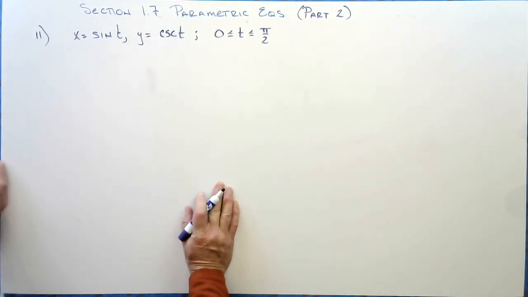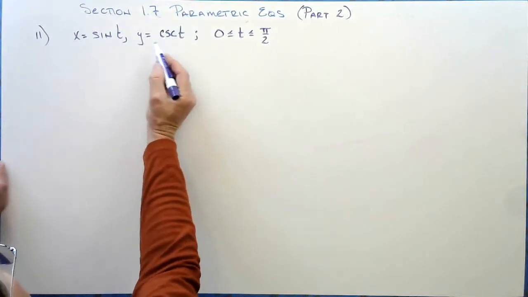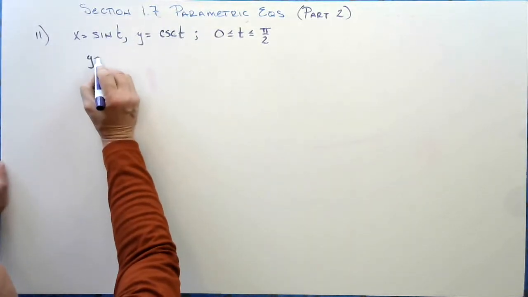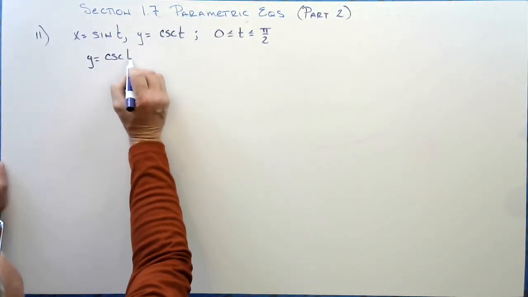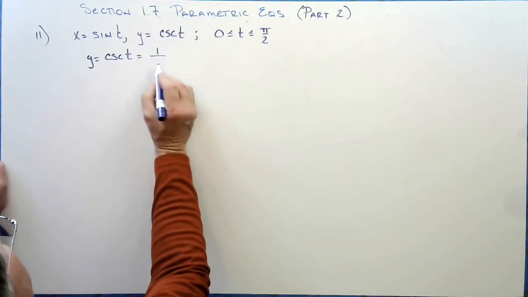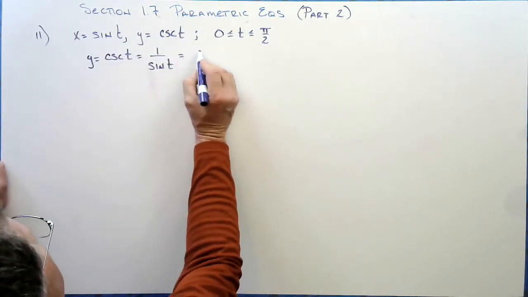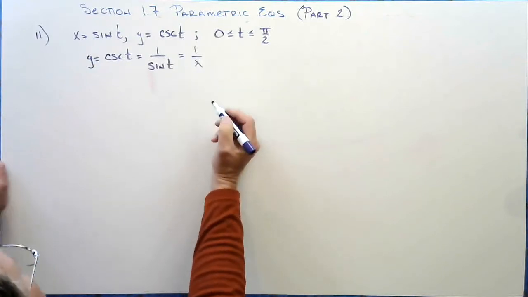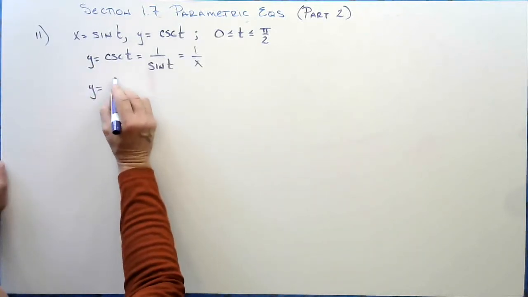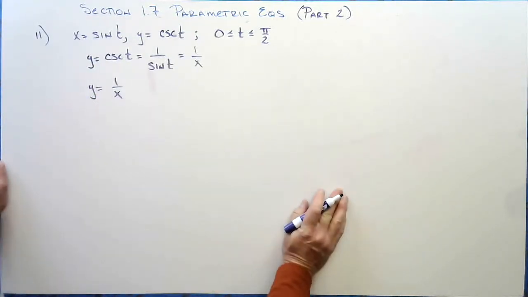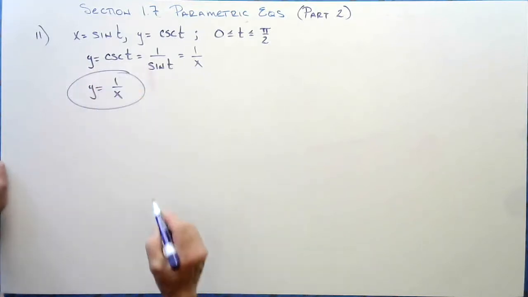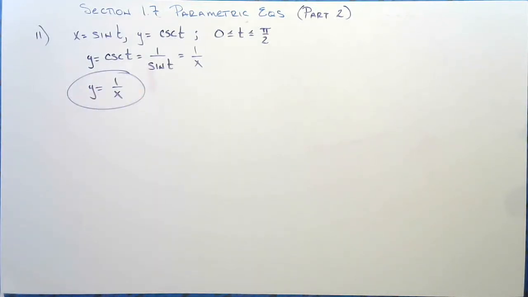So what we can do here is observe there's a relationship between cosecant and sine. Y is equal to cosecant of t, but that's 1 over sine of t, and sine of t is x. So our elimination here is just y equals 1 over x. So this is our equation in rectangular form. And now we need to find its domain, right? That's what we're going to focus on.